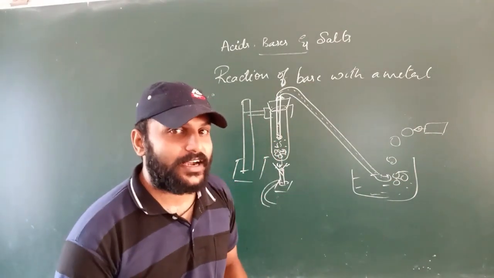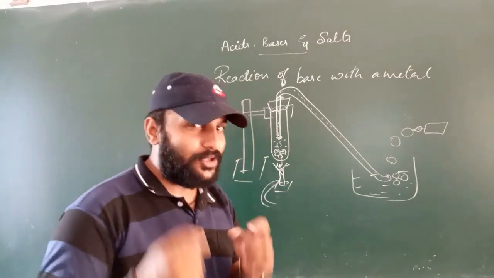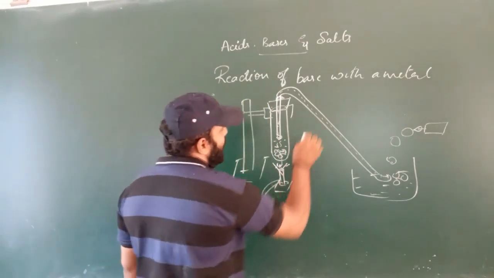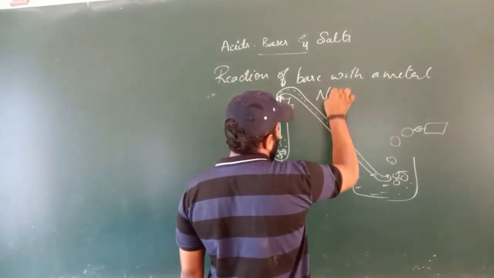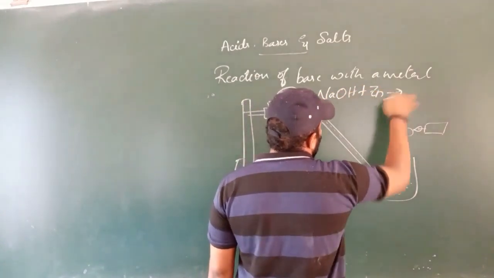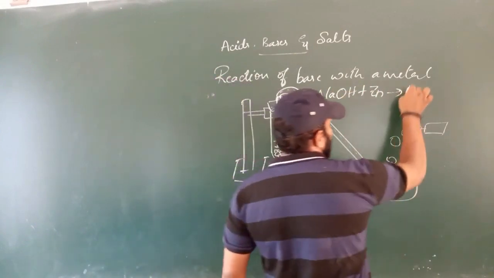So we can understand that if it is a pop sound, what is the gas formed there? I think you understood. So if you observe the reaction, I have taken sodium hydroxide, NaOH, and reacted it with a metal, Zn. So what are the products formed here? NaOH plus Zn gives rise to what?